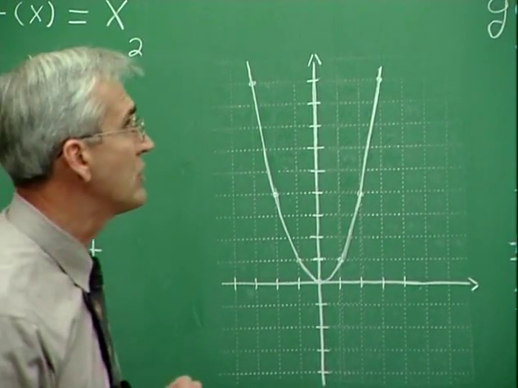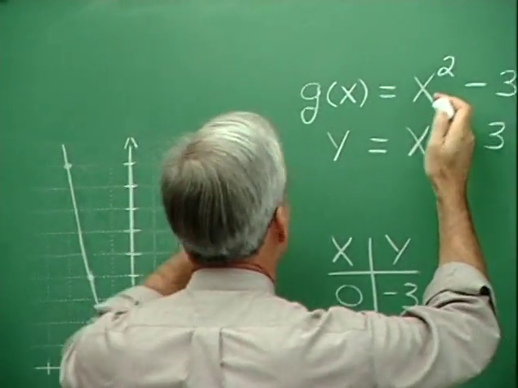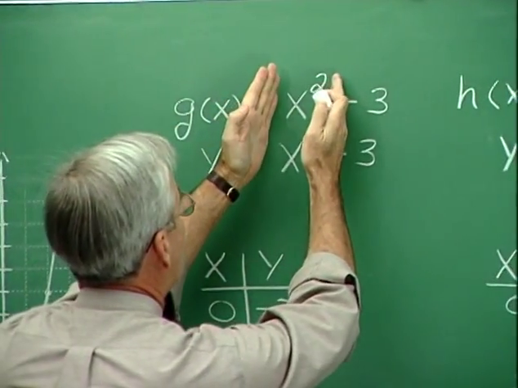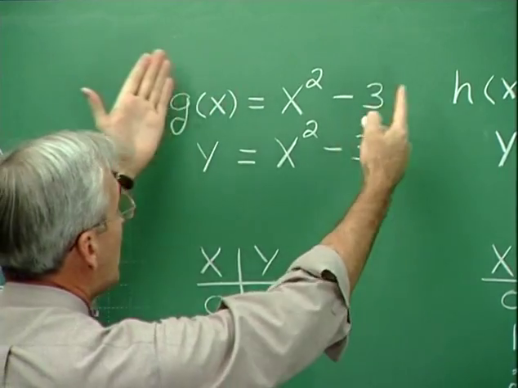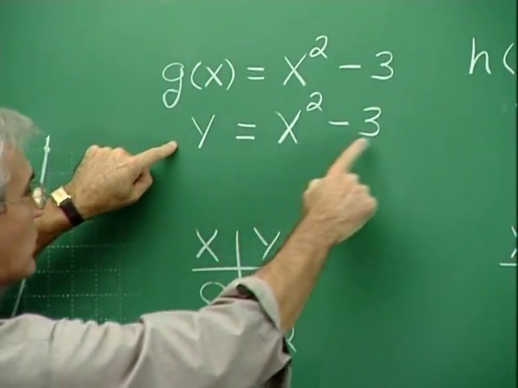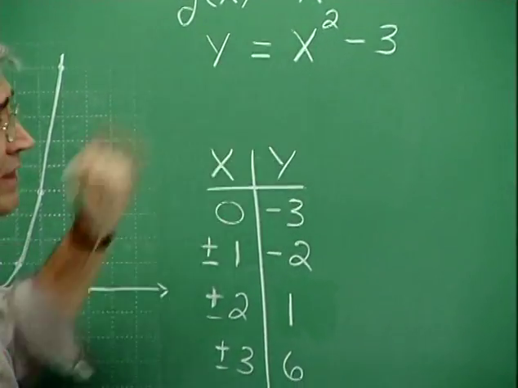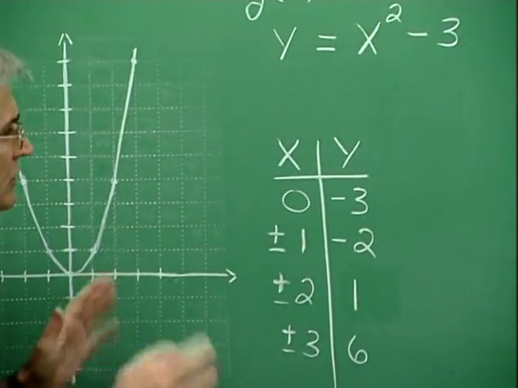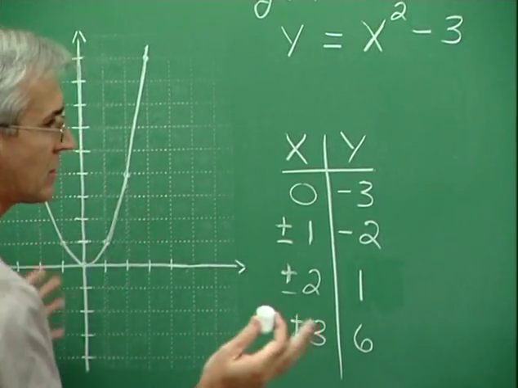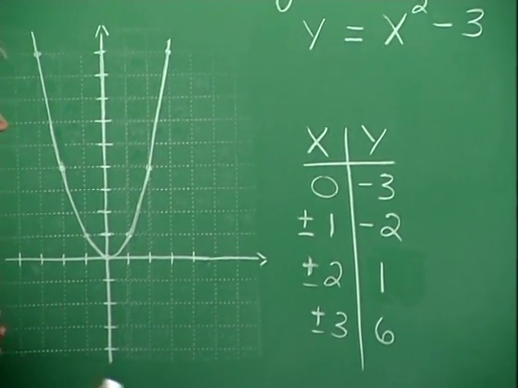Let's make a little change. We're going to take the f(x) is x squared, the x squared business, and subtract 3. We would write this then as y equals x squared minus 3. Here's a table of values associated with that equation. Now, just take a look at the table of values. It'll give us a pretty good idea of what's going to happen to the graph.